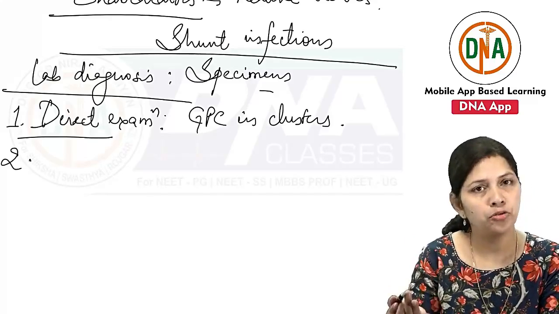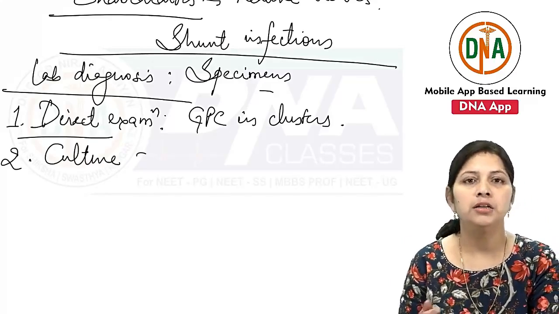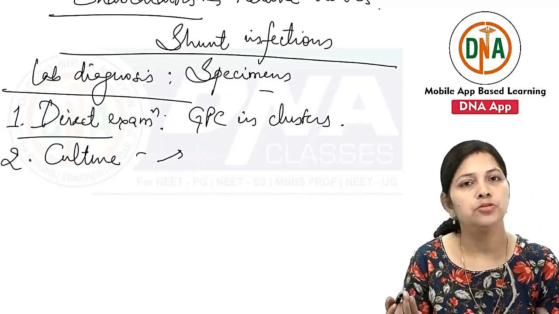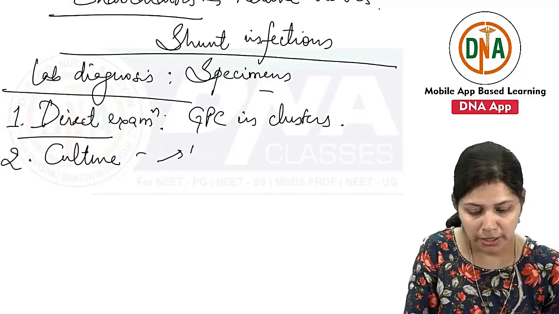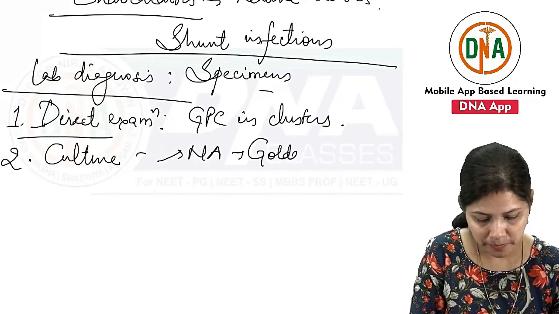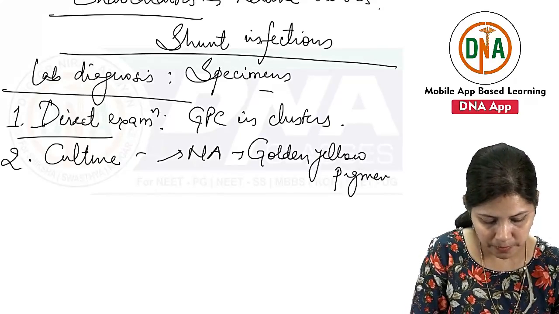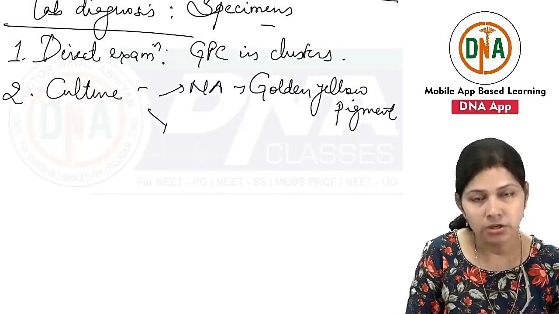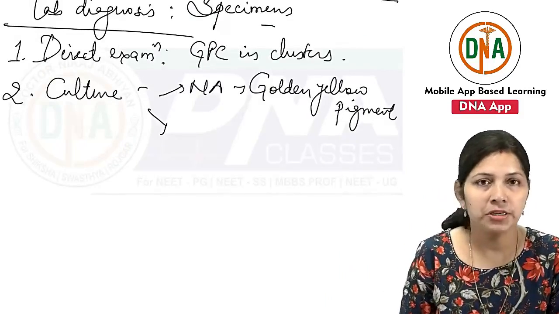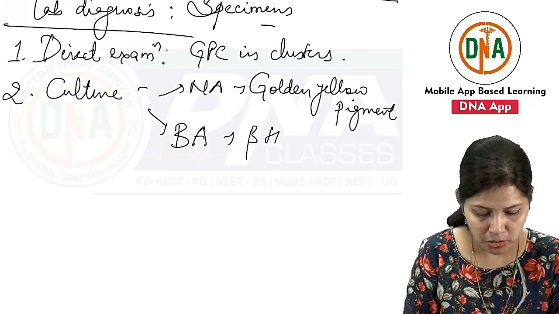Then we can go for isolation. So culture: as I told you, Staphylococcus aureus classically grows on ordinary media like nutrient agar, where we see the golden yellow pigment. Or we can use other media to show its various properties, like the beta hemolytic property. So we can grow it on blood agar, showing beta hemolytic colonies.